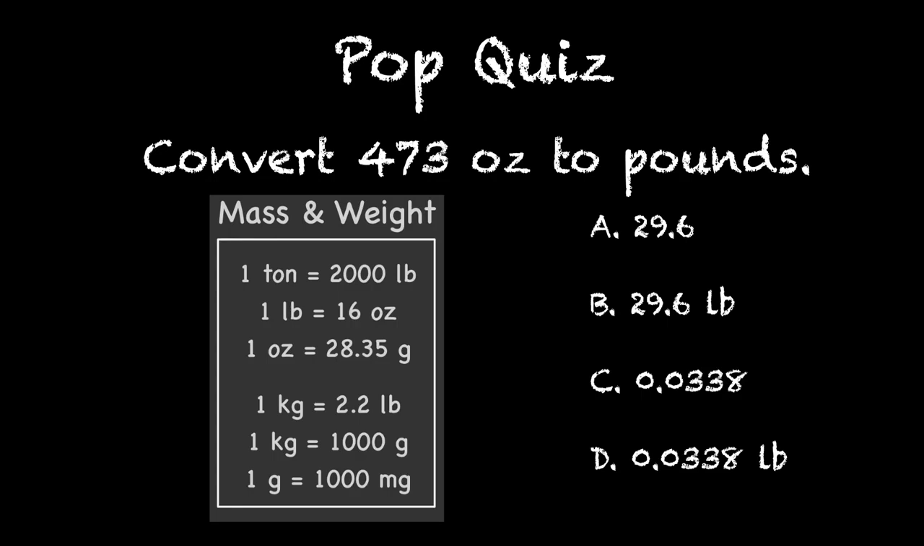Convert 473 ounces to pounds. A. 29.6. B. 29.6 pounds. C. 0.0338. D. 0.0338 pounds.